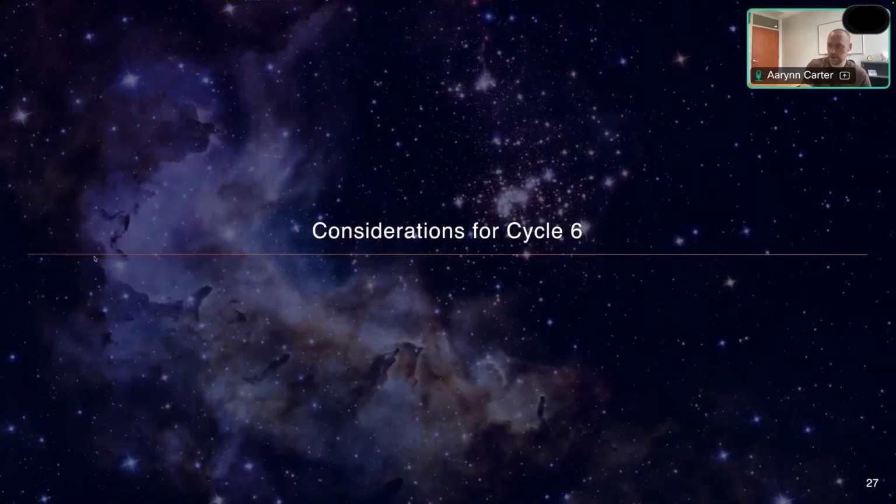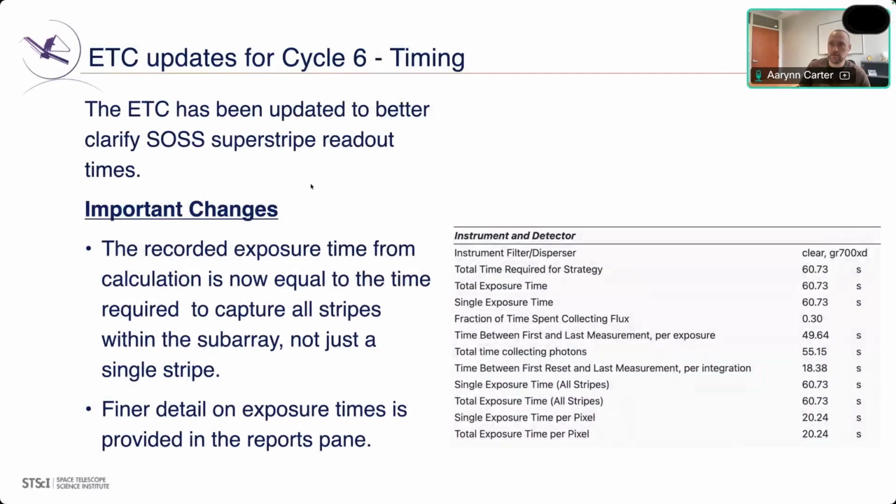Okay, finally, just to finish off, I want to add some considerations for Cycle 6. Here, the main thing I want to emphasize is some updates to the ETC. Particularly, we've updated things to better clarify the superstripe readout times. I know there was some confusion in Cycle 5. We've managed to clarify that a little bit by expanding what we record in this exposure time, instrument and detector tab. So now the default exposure time for a calculation will be reported as the time to calculate all stripes within the subarray, not just a single stripe.